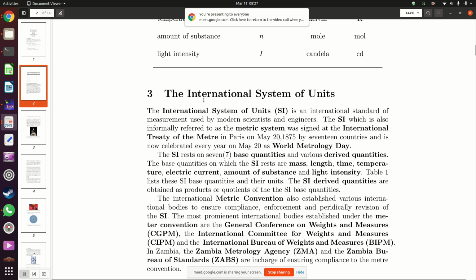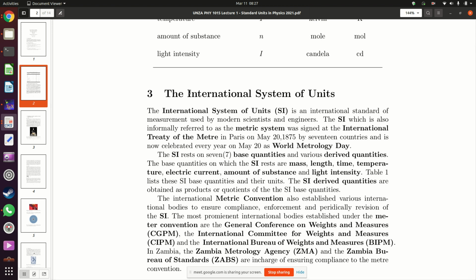Let's start with the International System of Units. The International System of Units is the standard we use for measurements as scientists and engineers today. The abbreviation is SI, so where you see SI, we mean International System of Units. When we say SI unit for something, we mean the unit of this particular physical quantity in the International System of Units.